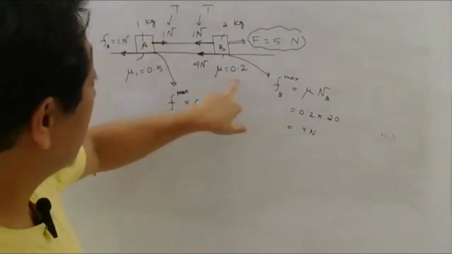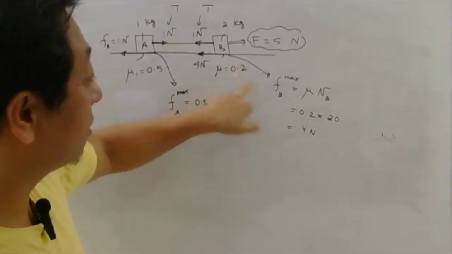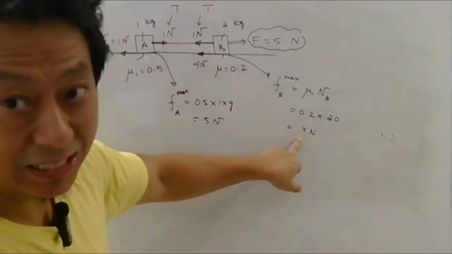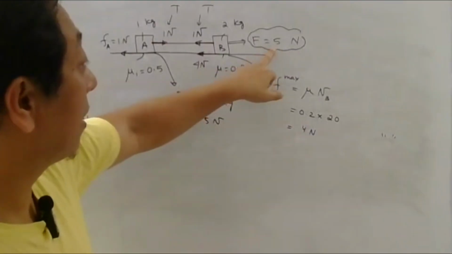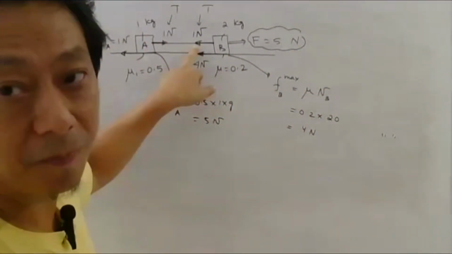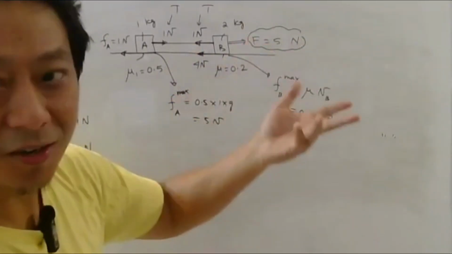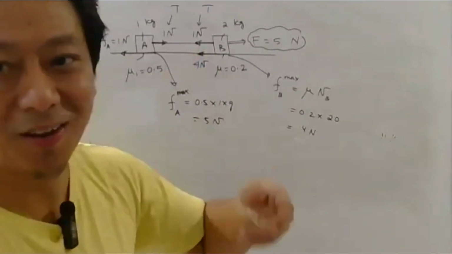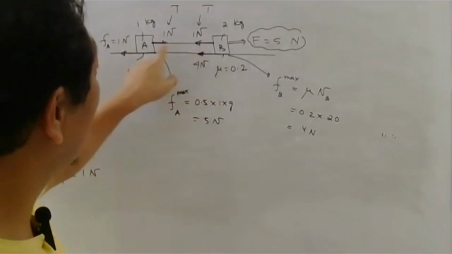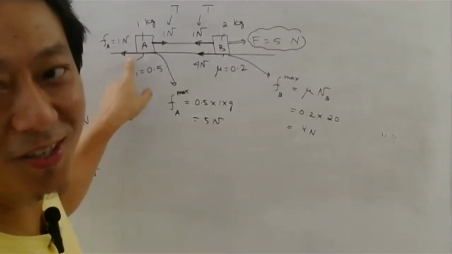Suppose I increase this coefficient of friction from 0.2 to, let's say, 0.3. Then this will come to how much? 6. You are applying 5, so friction can easily go up to 5. Then what should be the tension? Friction alone is able to keep this at rest. Then how much tension do you require? No tension. And if tension is not required here, here also tension is not required. So here also friction is not required. So friction here will be 0.